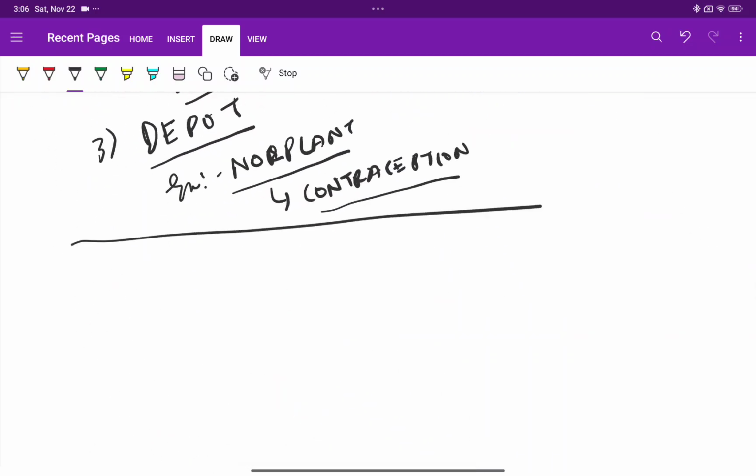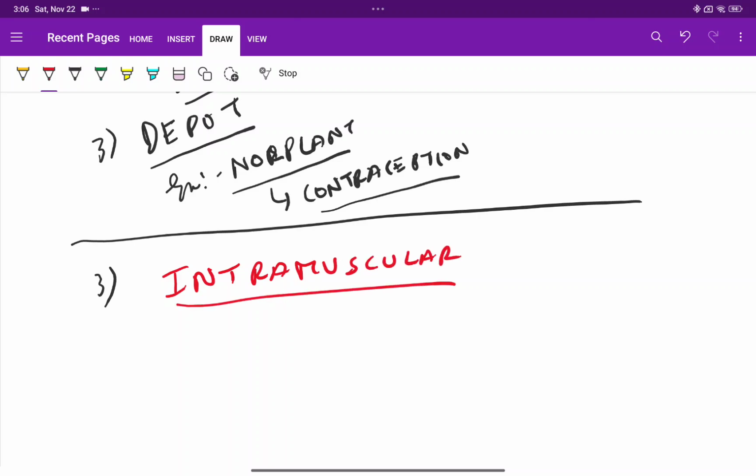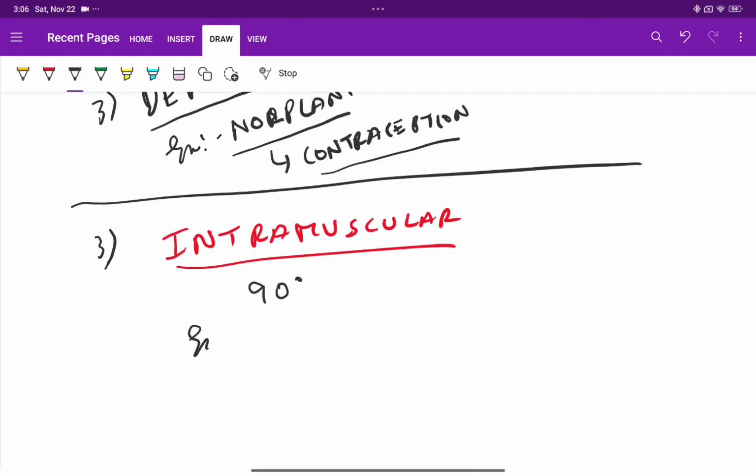Next, let us see about the intramuscular route of drug administration. What is the angle of giving the injection? We should give it at 90 degrees because it has to pierce through the epidermis, dermis, and subcutaneous layer, then reach the muscle layer.